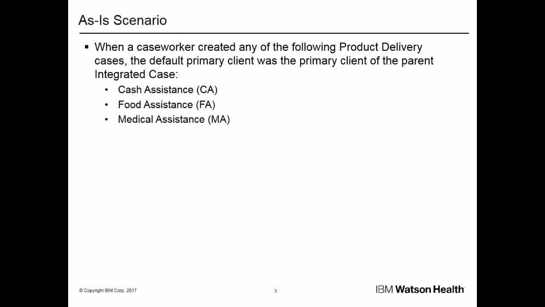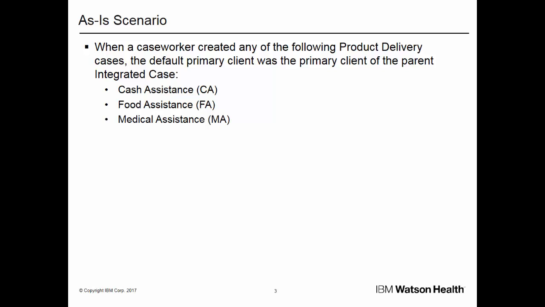Prior to version 702, when a caseworker created any of these three product delivery cases, the default primary client was the primary client of the parent integrated case. The system implemented an arbitrary designation of the primary client based solely on the first client entered in the income support application. That person then became the primary client of the product delivery case. The FA and CA head of household evidence was not considered at all.